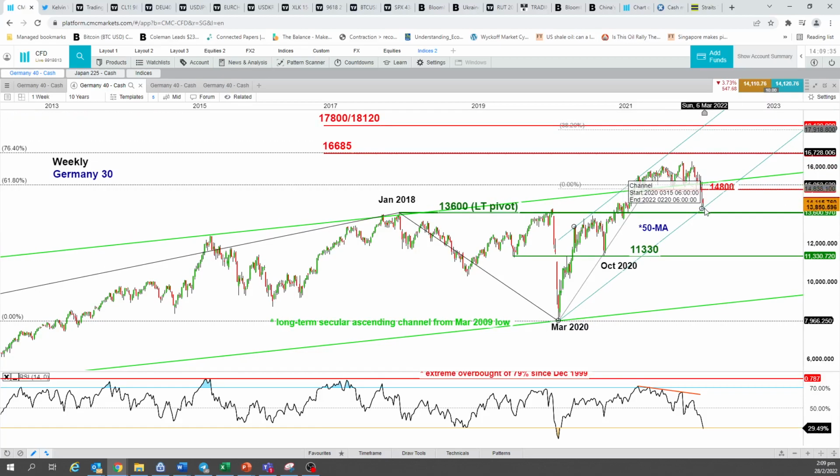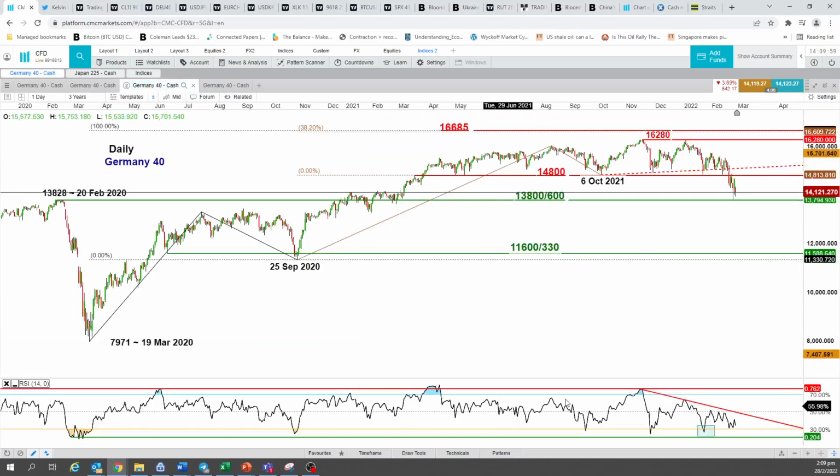So what we could see over here is we are coming very close to long-term pivotal support level. In terms of downside, you've got to have a weekly close below 13,600 before we could validate a further down move towards 11,330 from here. All in all, the German 30 index is coming very close to long-term pivotal support.